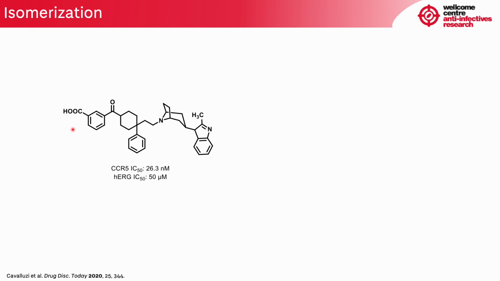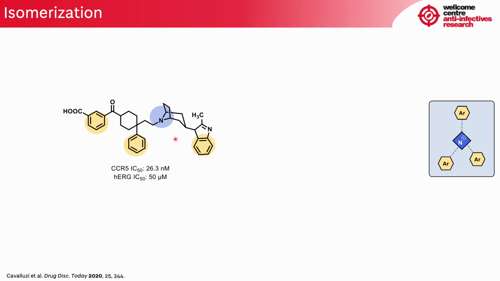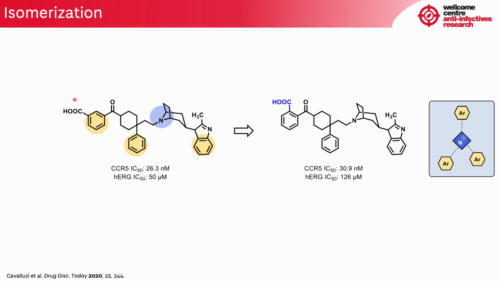Also, one thing that we can do is an isomerization, changing the relative position of functional groups in the molecule. This molecule over here can fit the model of the basic center surrounded by aromatic rings. And in this case, what they did was change the carboxylic acid position from the meta to the ortho position. The potency of the drug stayed the same, and the hERG inhibitory activity decreased from 50 to 126 micromolar.